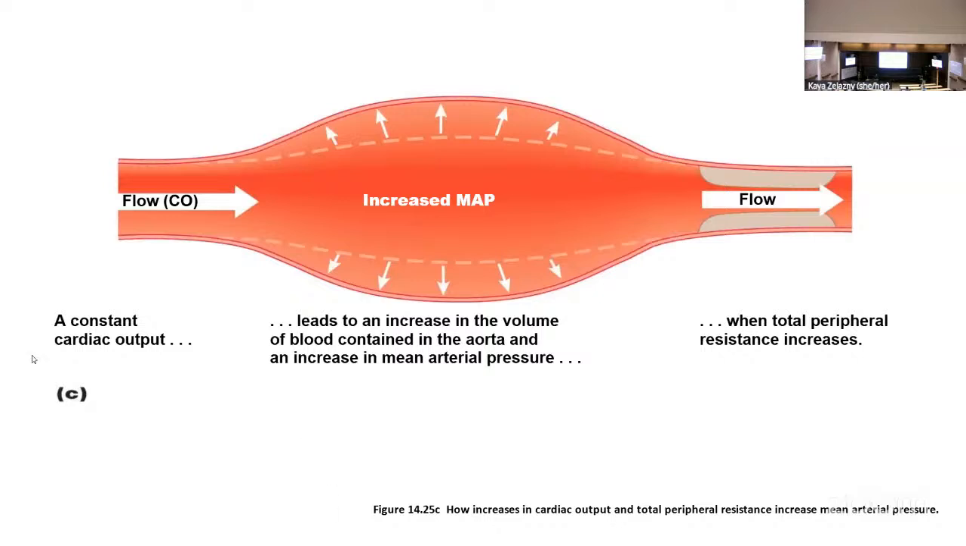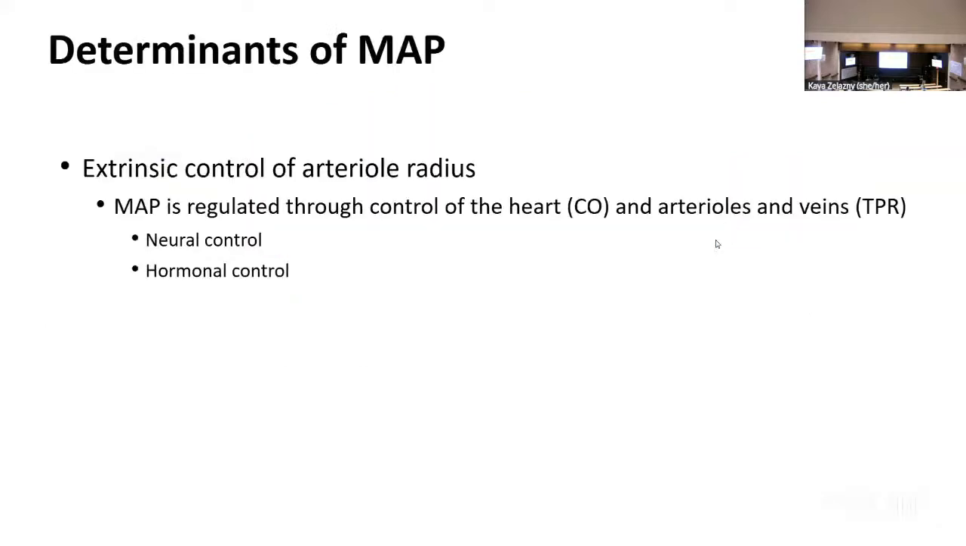Now, when we have a cardiac output that stays constant, and we have an increase of mean arterial pressure here in our aorta, we would see even more increase in mean arterial pressure as we increase total peripheral resistance and block that flow. Okay. We'll talk through all of this further.